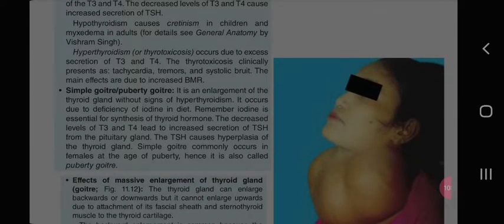Hypothyroidism causes cretinism in children and myxedema in adults. For details, see General Anatomy by Inderbir Singh.